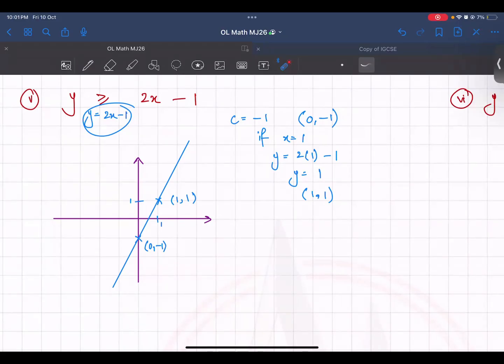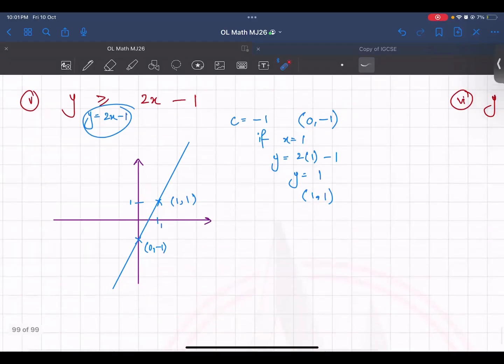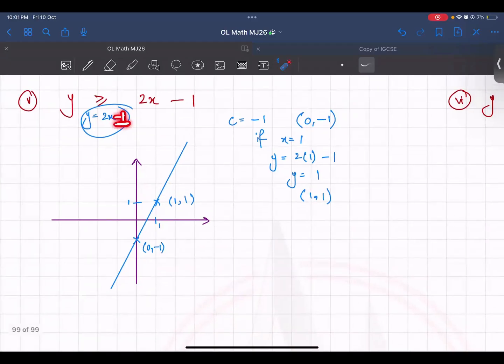He asked how to sketch a line. So you need any 2 points. You already have the c. Look, y is equal to mx plus c. So your c is -1, and c is the point where x is 0. So the y-intercept is -1.